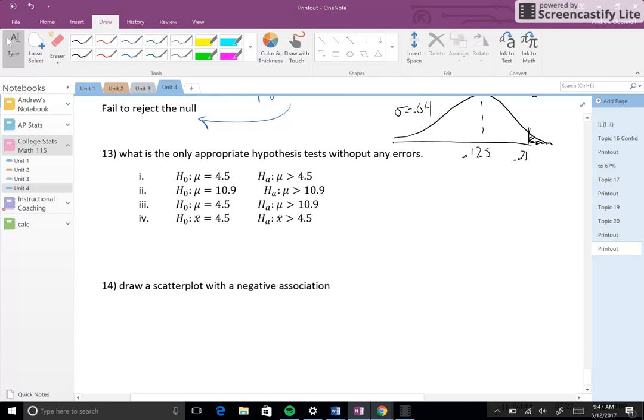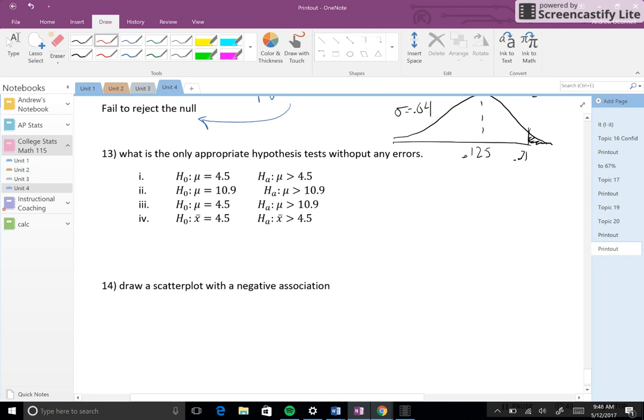13. This one gets a little bit further away. What is the only appropriate hypothesis test without any errors? How ironic. Without any errors actually has a spelling error. There's 2 of these that are totally fine. I stole this from a question from a previous test of yours, so it should look familiar. In this context, there's 2 that have errors, 2 that don't.